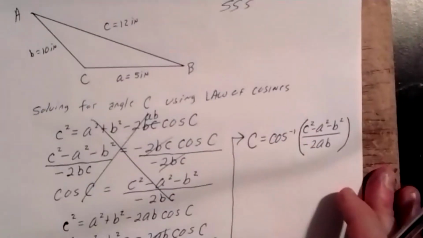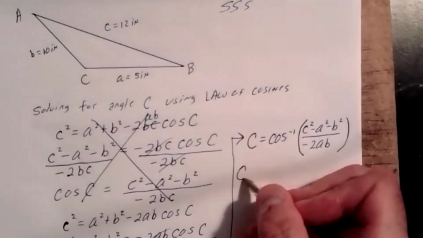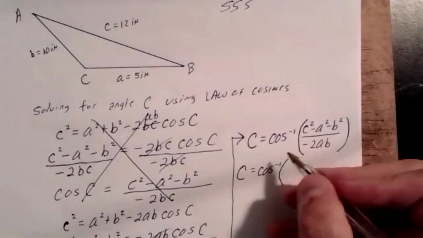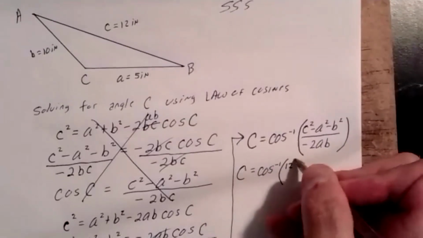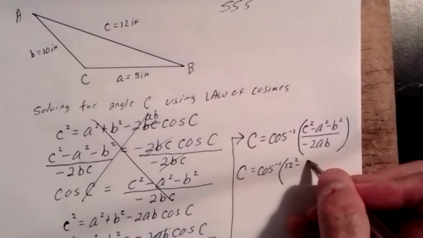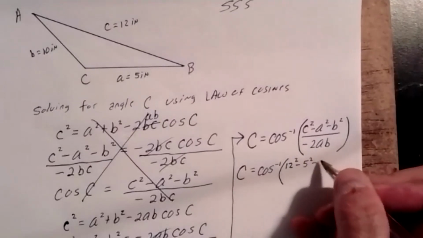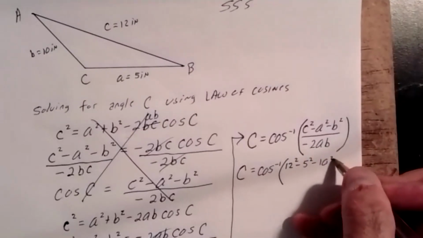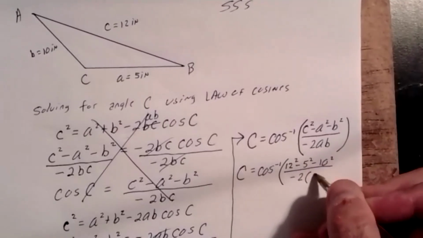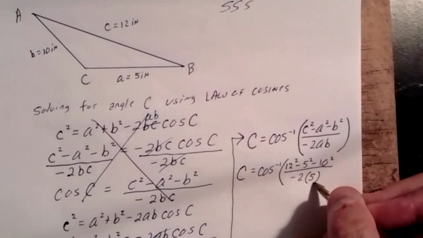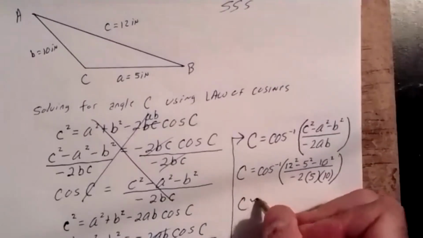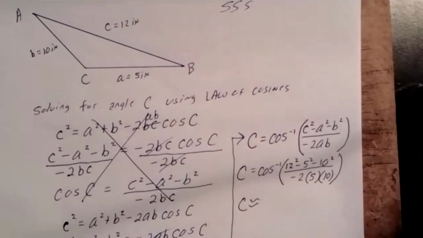So we've got to drop in what we know into this formula. Angle C is equal to the inverse cosine of side C squared, which is 12 squared. I'm going to leave the inches out; we know it's inches. Minus A squared, which is minus 5 squared, minus B squared, which is 10 squared, and that's divided by negative 2 times 5 times 10. So approximately, what would be the measure of angle C then?